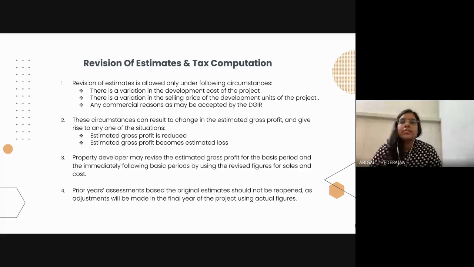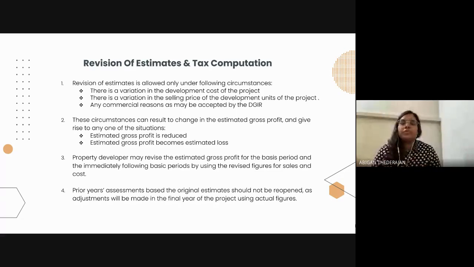These circumstances can result in a change of the estimated gross profit, giving rise to one of two outcomes: the estimated gross profit is reduced, or the estimated gross profit becomes an estimated loss. So when they do this revision, the profit can reduce but still be a profit, or it can reduce to become a loss. And property developers may revise this estimated gross profit for the base year and for the immediate following base year.